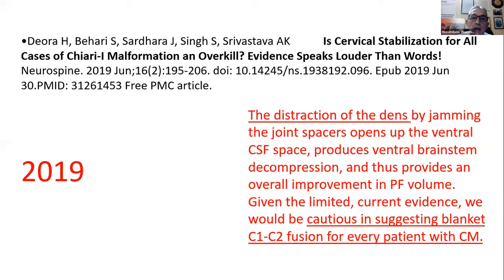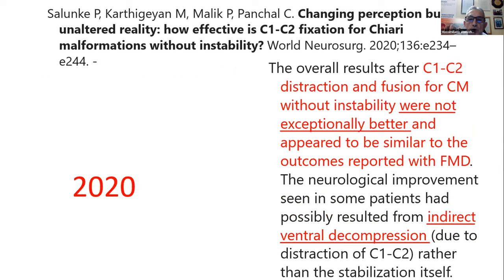And the literature is quite cautious in suggesting C1, C2 fusion for 100% of Chiari patients, according to Atul Goyal's statement. Probably the distraction of the dens produces a relief of anterior compression of the bulbomedullary junction, and is like an indirect vertebral decompression.